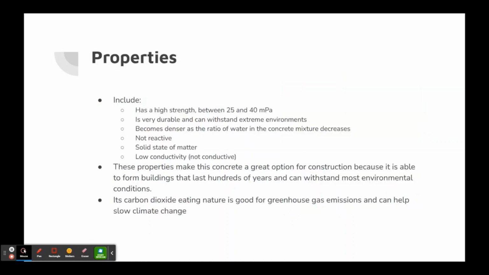Its properties include a high strength between 20 and 40 MPa, and it's very durable and can withstand extreme environments. It becomes denser as the ratio of water in the concrete mixture decreases. It's not reactive. It is a solid state of matter and it has low conductivity.